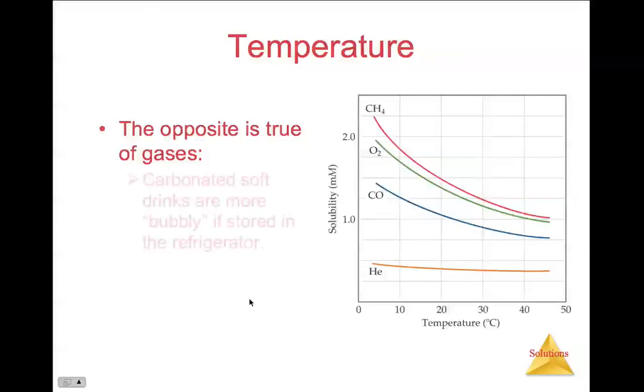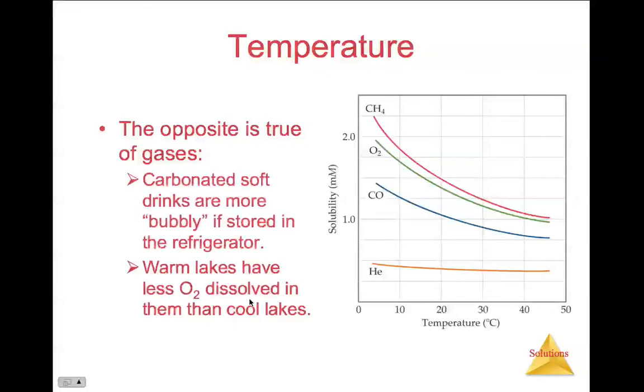The opposite is true of gases. Carbonated soft drinks are more bubbly if they're stored in a refrigerator. Warm lakes have less dissolved oxygen in them than cool lakes. Solubility of gases is inversely proportional to temperature. In other words, the colder you get, the more oxygen will dissolve in the water. That's why fish like trout like to live in cool streams. There's more oxygen dissolved in the water and they can live better.